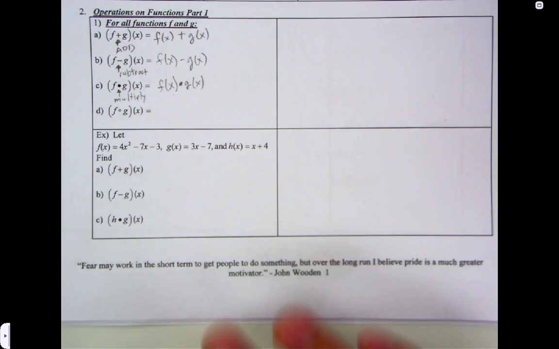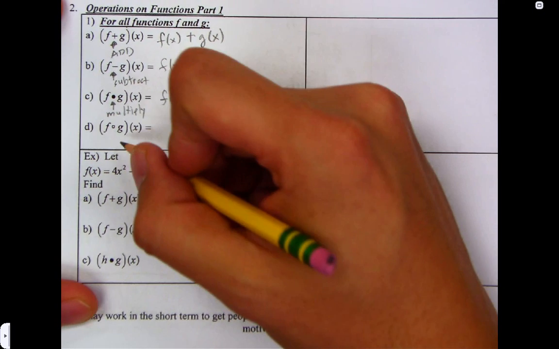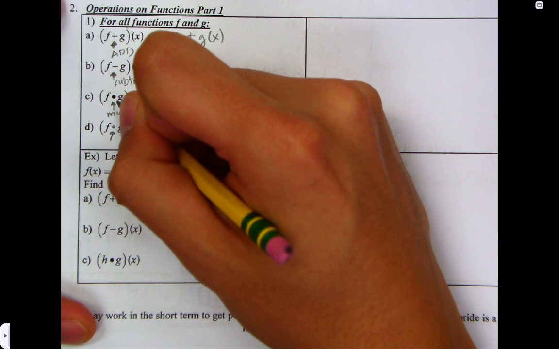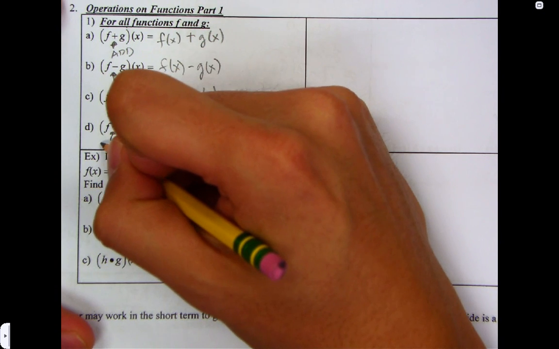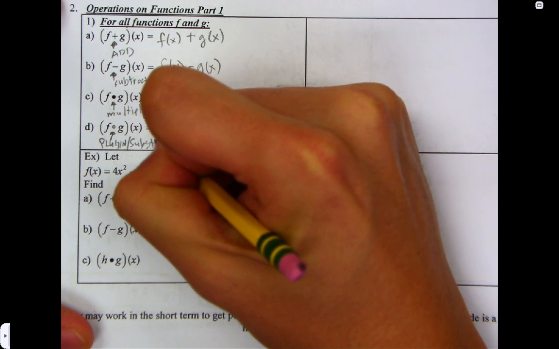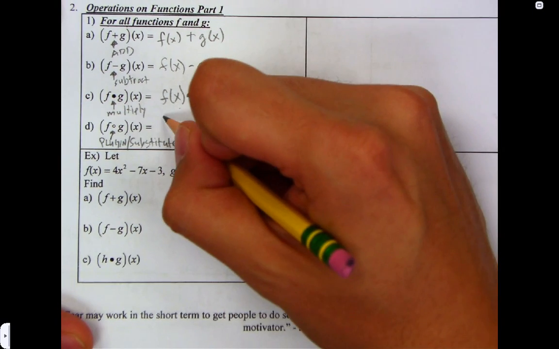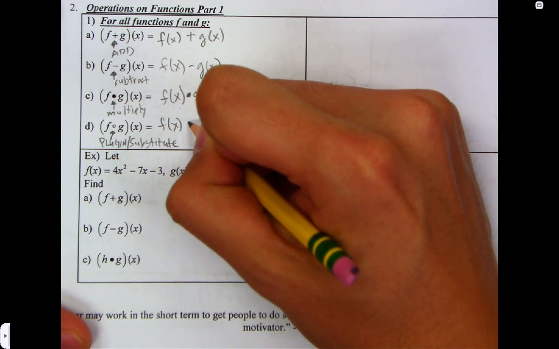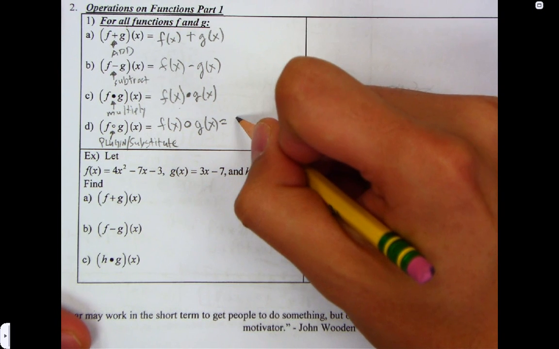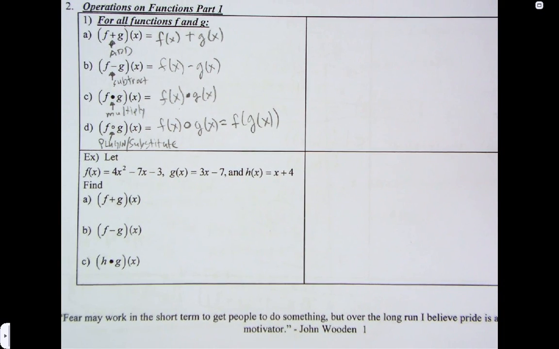Notice the difference between C and D. This is a closed circle and that's an open circle. Closed circle means multiply, and open circle means plug in or substitute. This is read f composed with g of x. Another way to write this is f of x, open circle, g of x. But we're going to be writing it like this, f of g of x. These all mean the same thing.